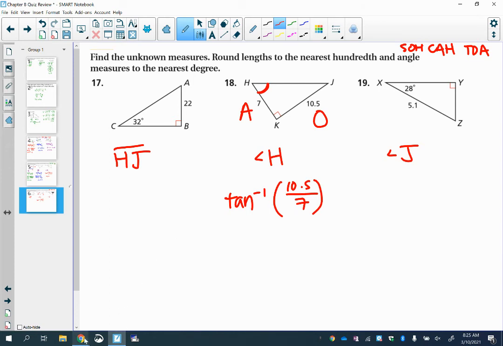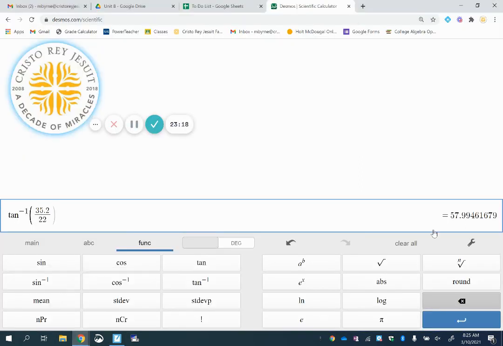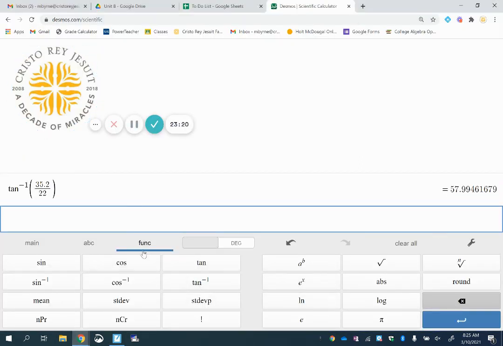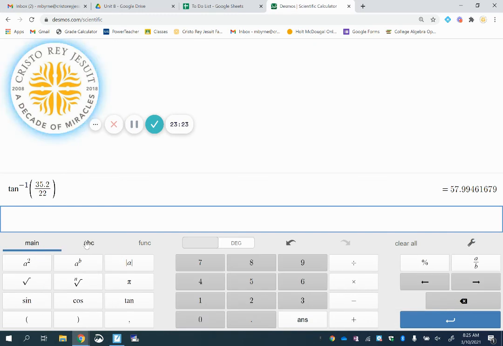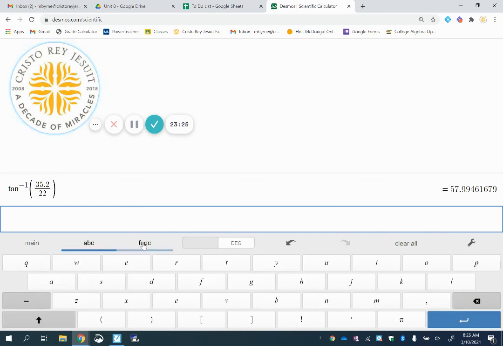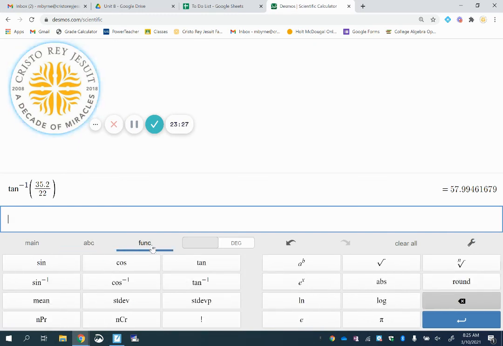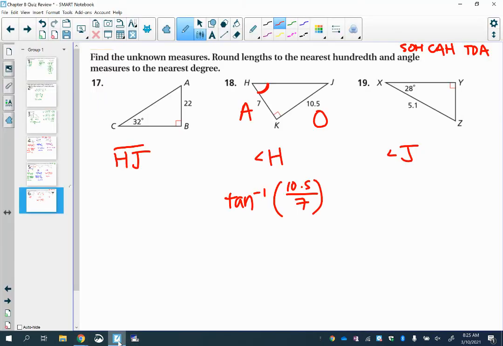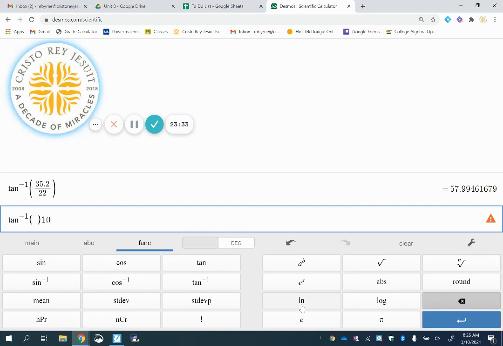You're typing it all into your calculator. So inverse tan, which is right here under function. Okay, so here was our main, then we have an alphabet keyboard, and then you have function. Function is where you're going to find inverse tangent, okay? And it was the inverse tangent of 10.5. So I'm just typing now.